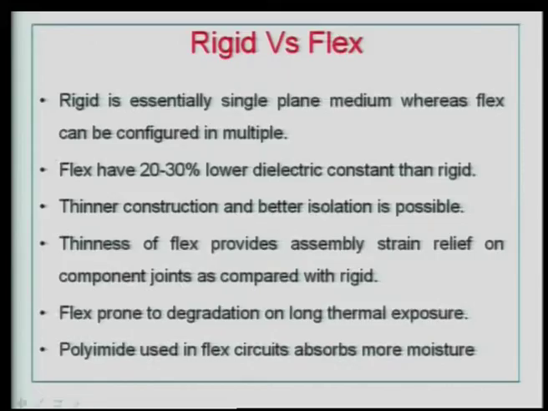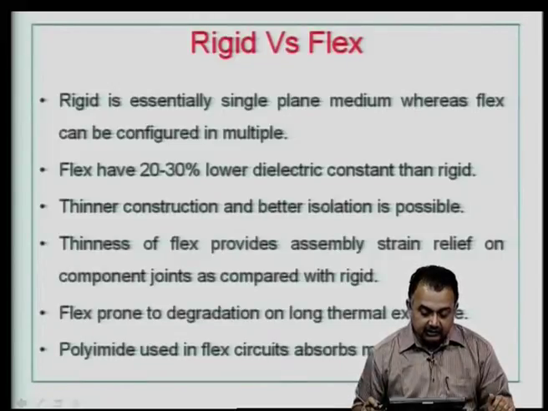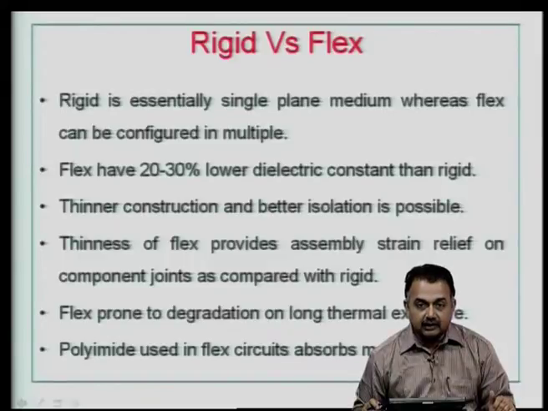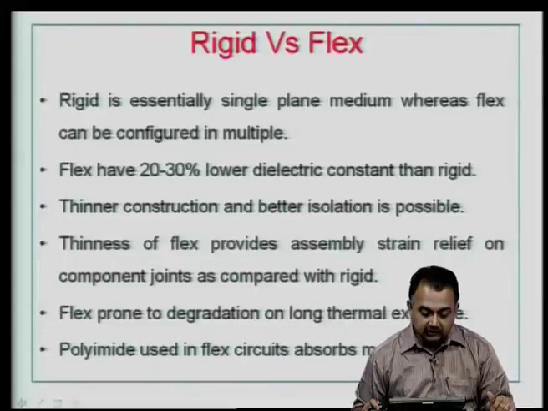So, rigid versus flex, if you want to compare, rigid is essentially a single plane medium, whereas flex can be configured in multiple planes. Flex has 20 to 30% lower dielectric constant than rigid. Thinner construction and better isolation is possible. Thinness of flex provides assembly strain relief on component joints as compared with rigid.